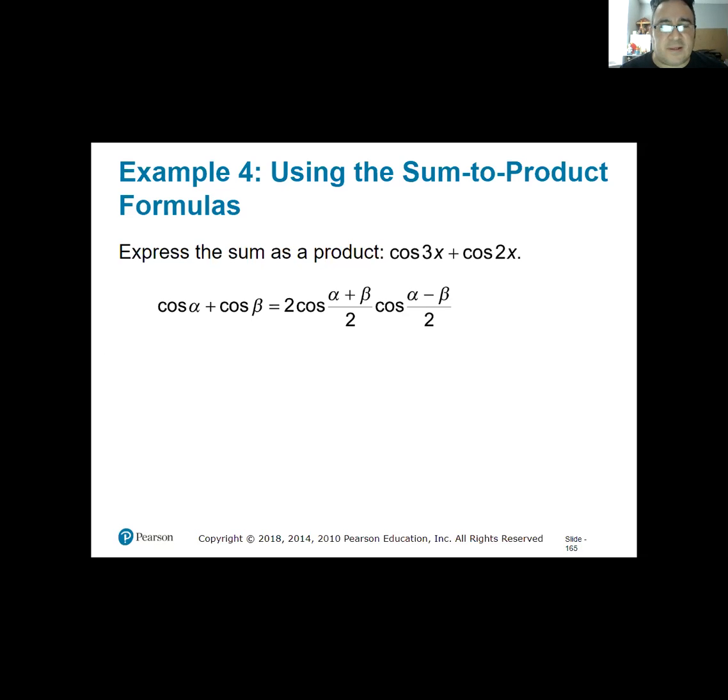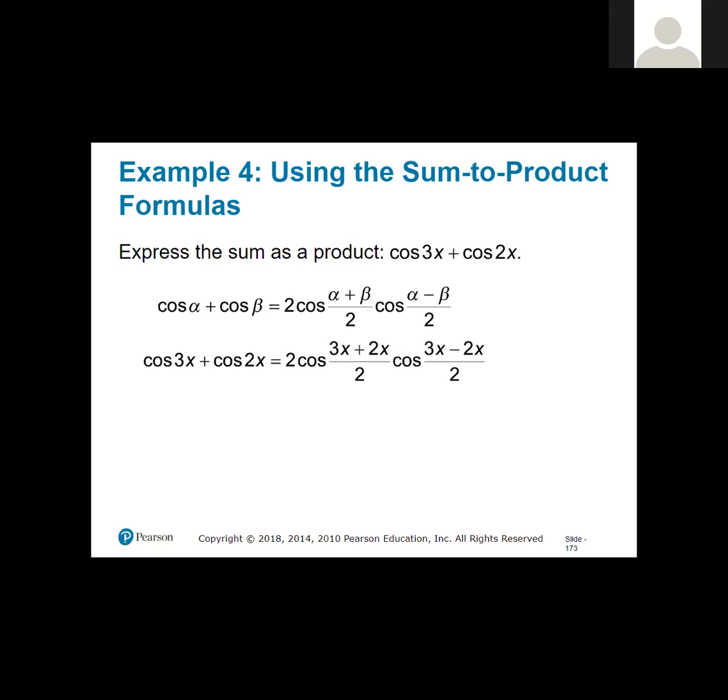So what is alpha? 2 cosine 3x plus 2x over 2. Good job. And then 3x minus 2x over 2. Awesome. Got the idea? All you're doing is substituting, and from here, you just simplify. What do you get when you simplify that first part? Still going to have a fraction, but 5x over 2. Very good. And then the second part, what do you get? x over 2.